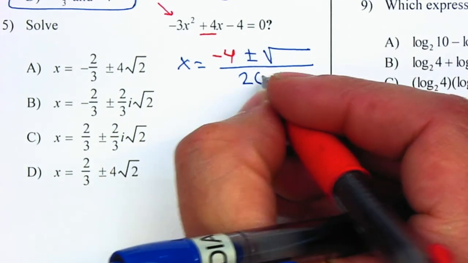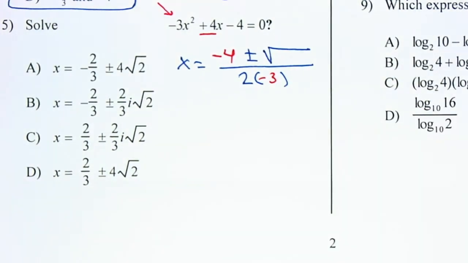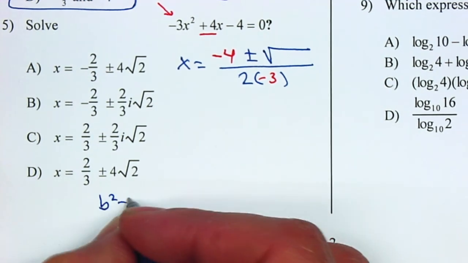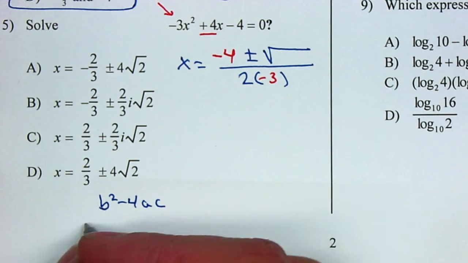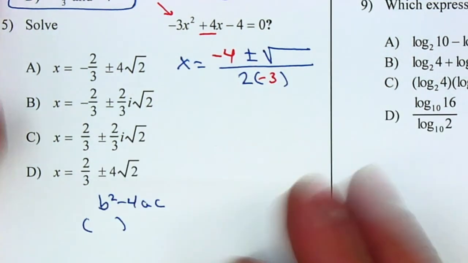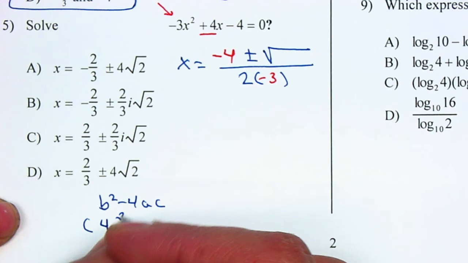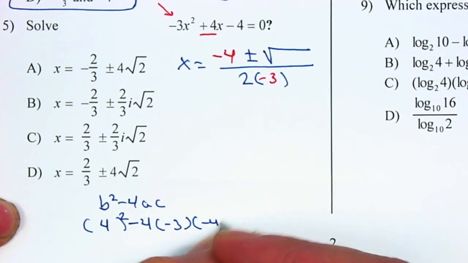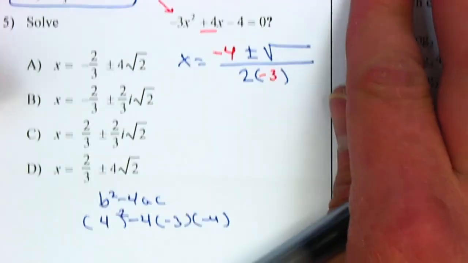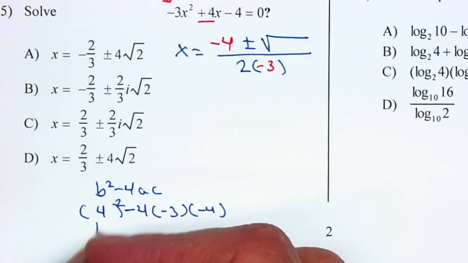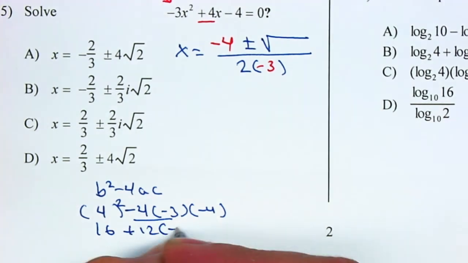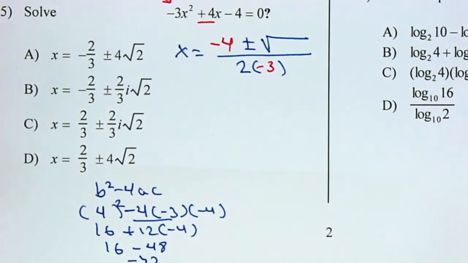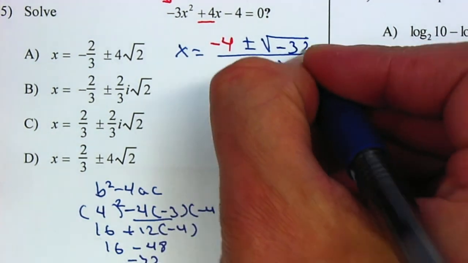A is -3. The discriminant is b squared minus 4ac. b is 4 squared minus 4. A is -3, and c is -4. So when I simplify, that gives me 16 plus 12 times -4. 16 minus 48 is -32. So that goes inside.